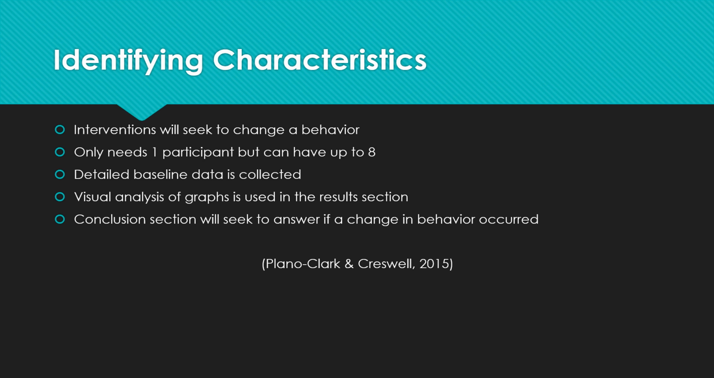The second indicator is the number of participants. Although this is called single subject research, there will sometimes be up to 8 participants. However, most often there will only be one individual. These participants will be chosen because they would most certainly benefit from the behavioral change that would be caused if the intervention was successful. The third characteristic is the collection of baseline data.